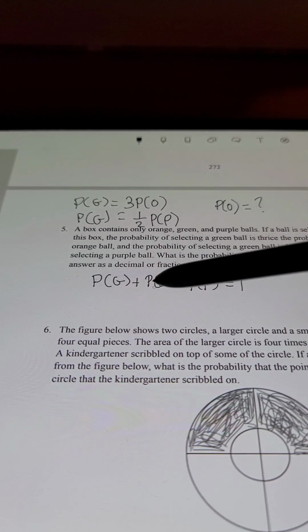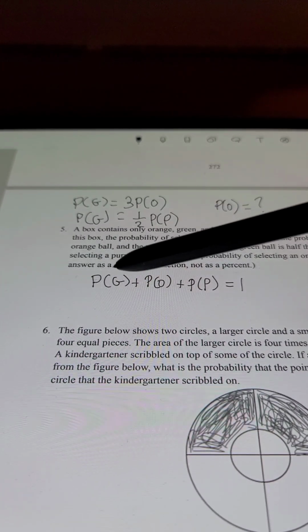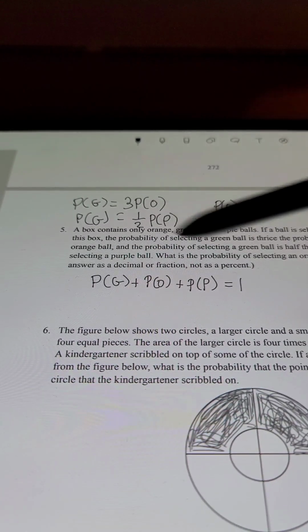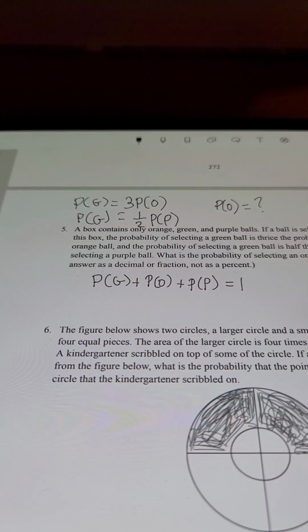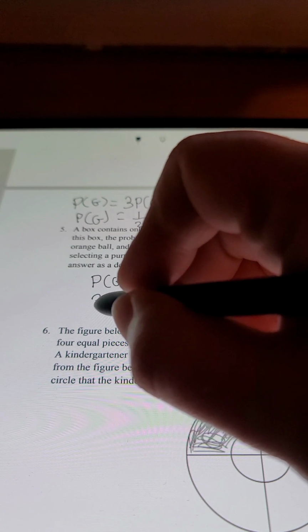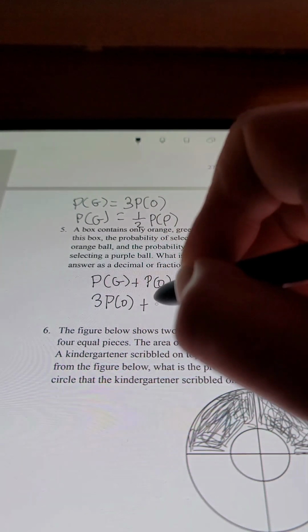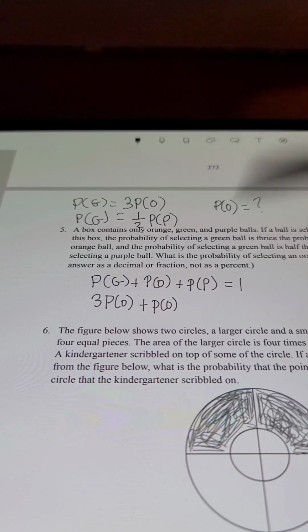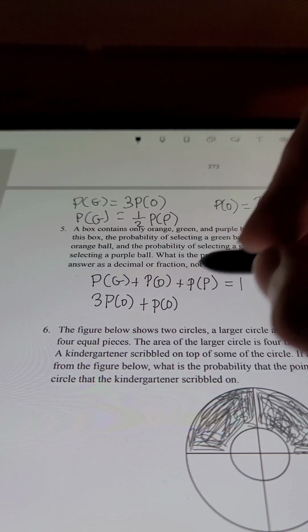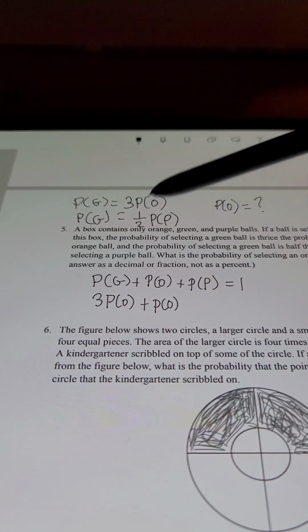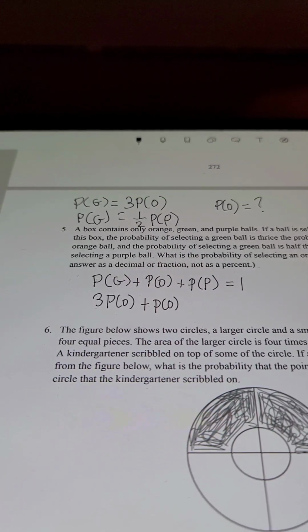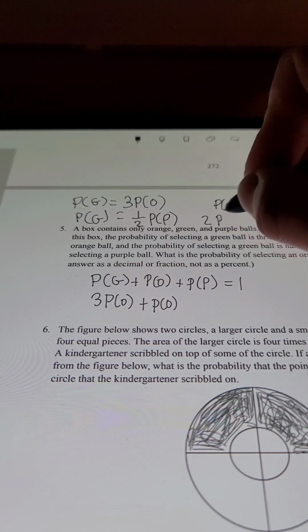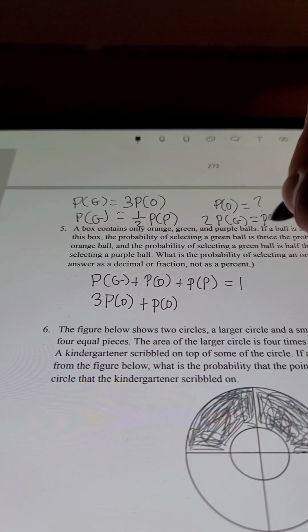So what I'm going to do now to solve for the probability of orange is rewrite the probability of green and the probability of purple in terms of probability of orange. So I already have that probability of green is equal to 3 times the probability of orange. So I'm going to plug that in right over here. And then I already have, obviously, probability of orange is right there. Now I need to rewrite probability of purple in terms of probability of orange. Well, if I multiply each side by 2 here, I would get that 2 times the probability of G equals the probability of purple.